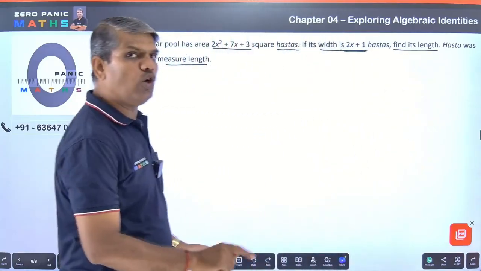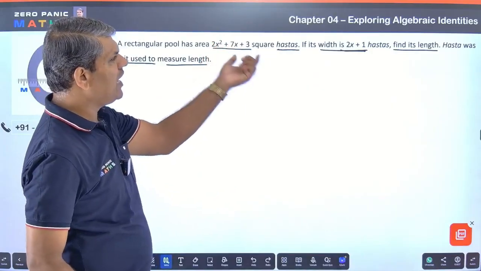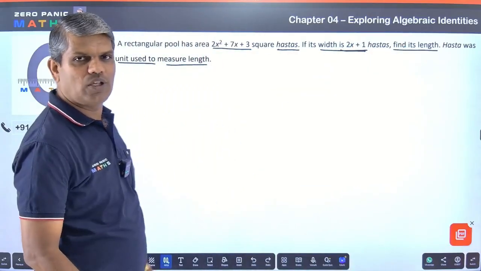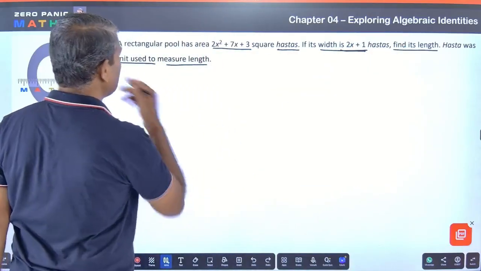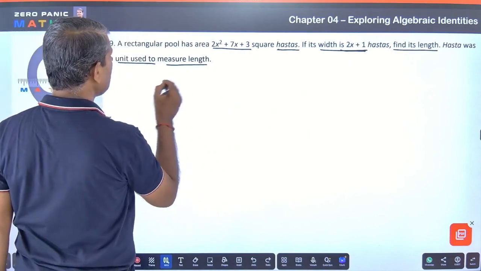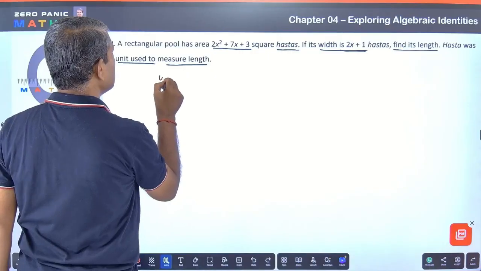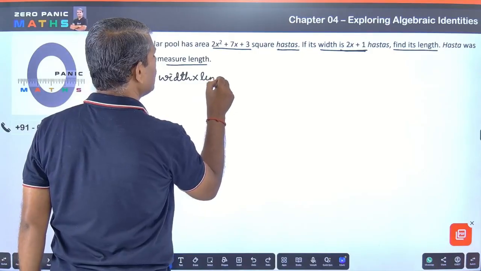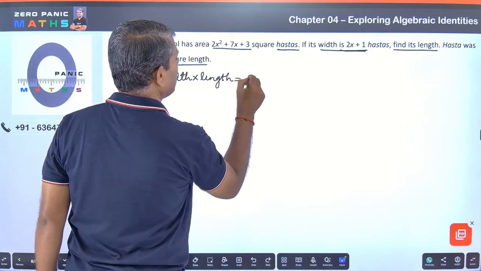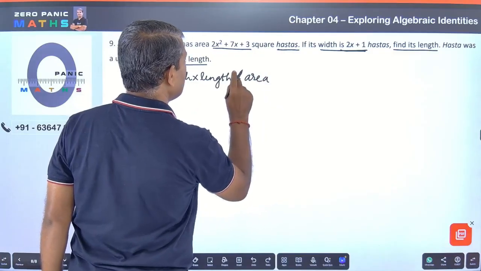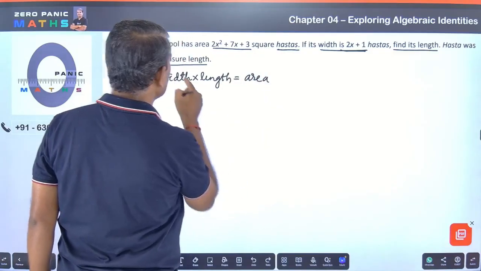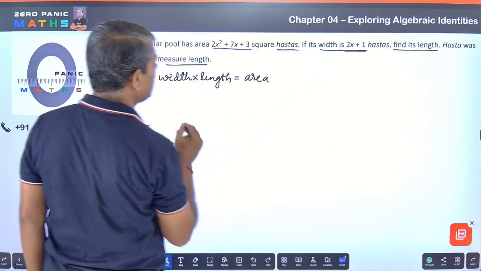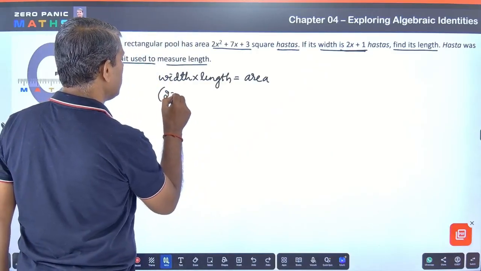So length into width is actually this area, and among that, width is given, length we need to find out. Understood? Okay, let us do that with the length into width only. So given is width into length is equal to area. We know this formula, right? If you multiply width by length, you will get the area. Width is already given. What is that? Width is 2x plus 1.